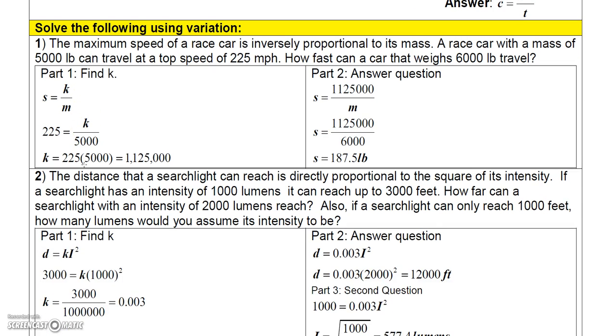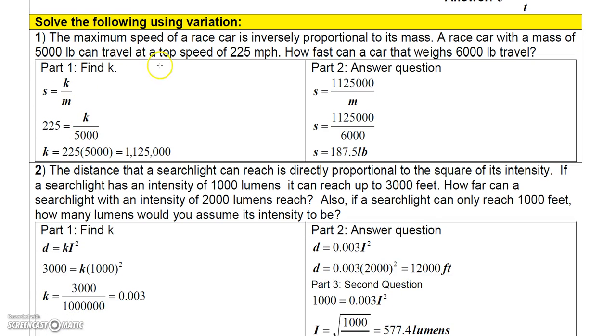When solving a variation problem, you generally do two things. The first thing you want to do is find the constant. So let's take a look at a problem here, and I'll find the constant first, then I'll solve the problem. That constant is actually called the constant of variation. So the maximum speed of a race car is inversely proportional to its mass. So that tells me right away that if I use s for speed, and it's inversely proportional to the mass, then it's equal to some constant divided by the mass.